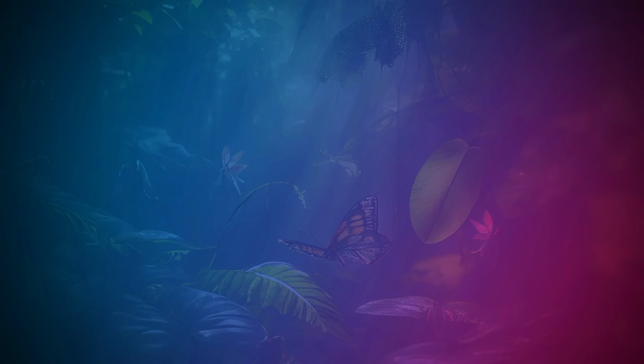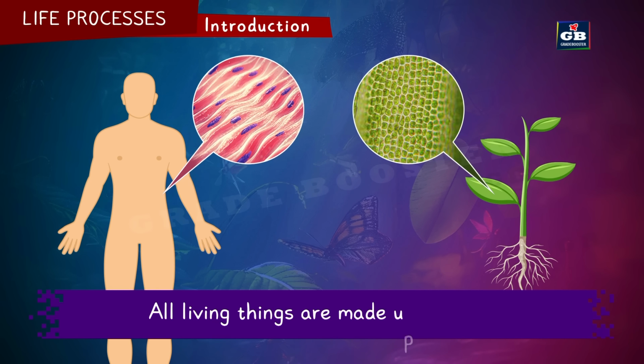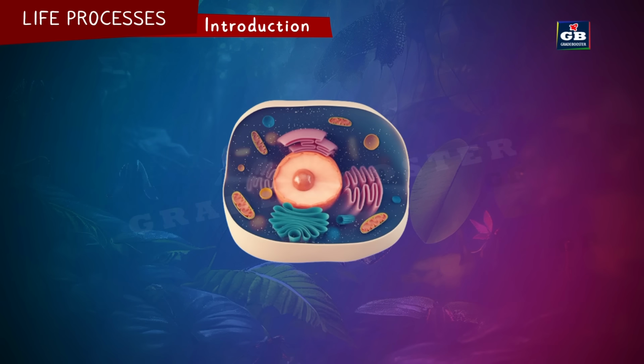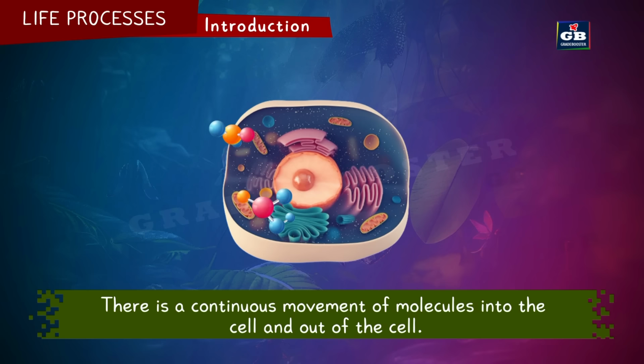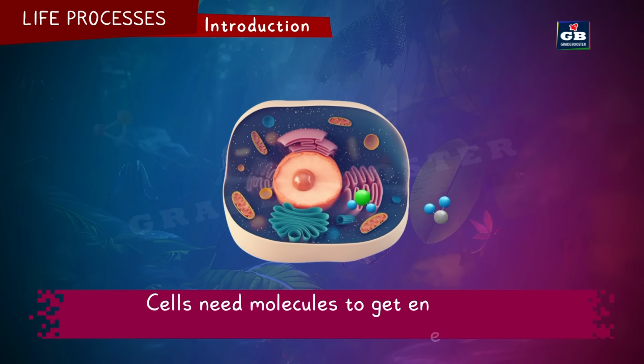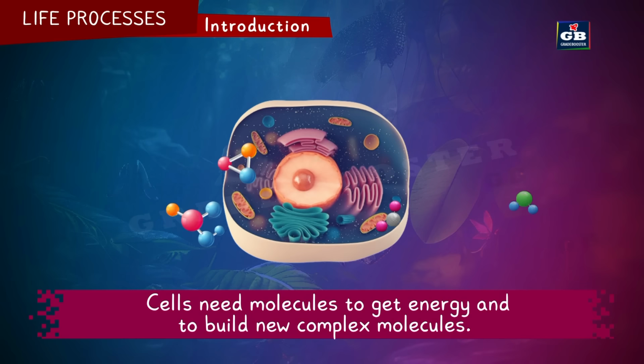Life processes. All living things are made up of cells. If we observe the cells of an organism, we can find that there is a continuous movement of molecules into the cell and out of the cell. Cells need molecules to get energy and to build new complex molecules.